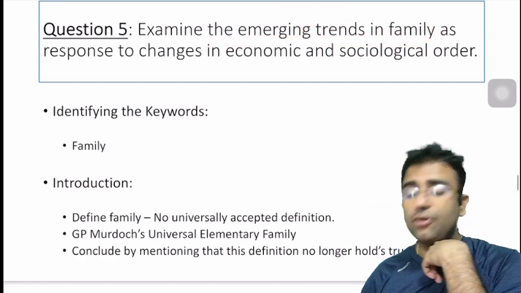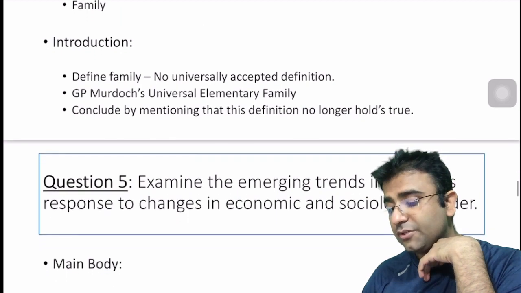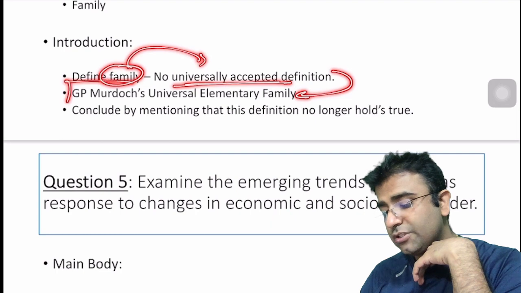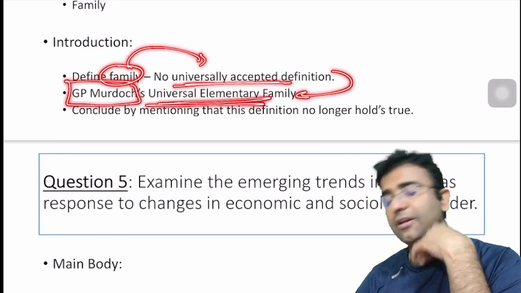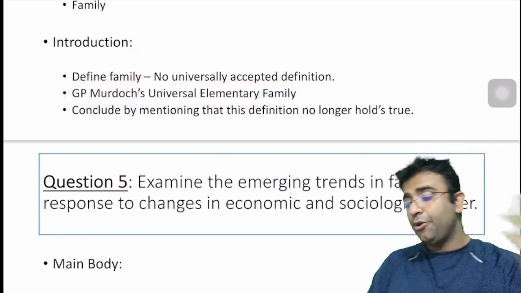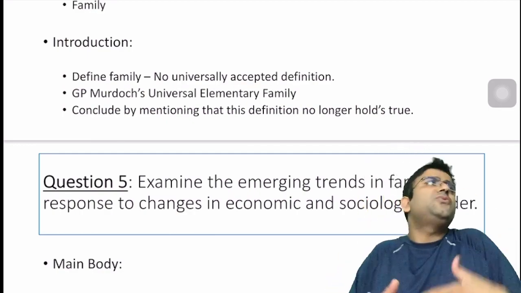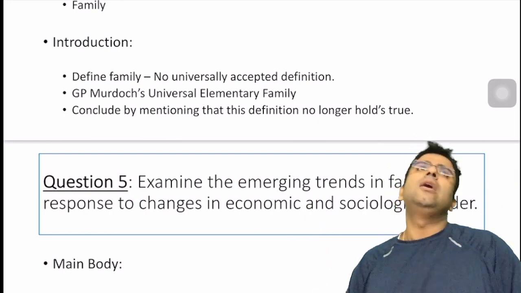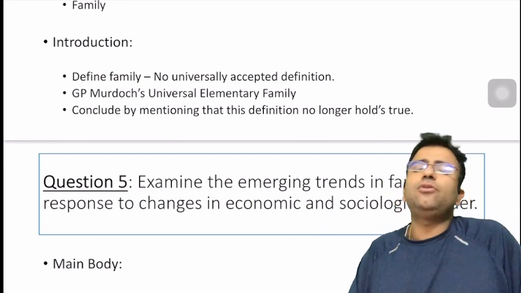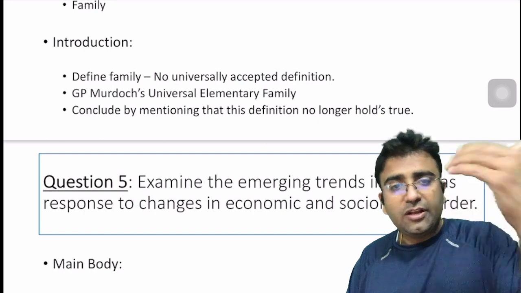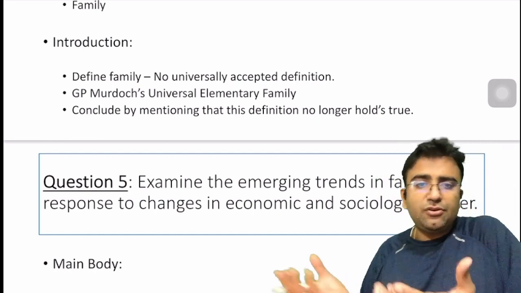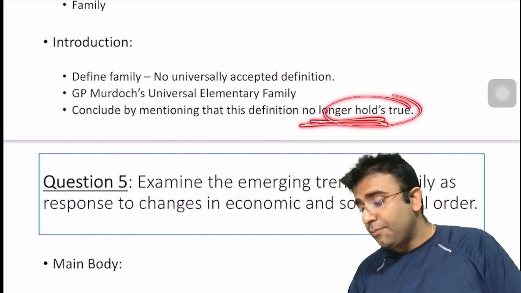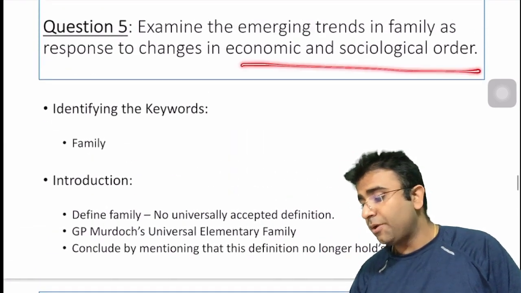So in the introduction, you are going to define family and you are going to say that today there is no universally accepted definition of family. Rather, a sociologist known as G.P. Murdock tried to give an elementary definition of family in the form of universal elementary family, where he tried to say that a family consisted of heterosexual males and females who cohabit, maintain sexual relations, and carry on their progeny, which is a definition of a minimal family. However, this definition does not hold true because of the change in the social and economic order.